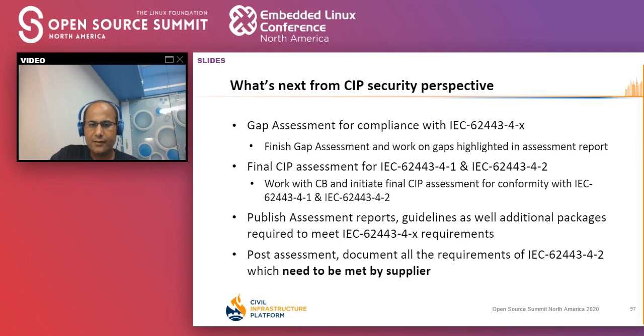For this, we will work with a certification body and initiate the final CIP assessment for conformity with IEC 4-1 and 4-2. Once the final assessment is completed, the result will be published in terms of reports, guidelines, as well as additional packages required to meet 4-2 and 4-1 requirements, which can be used by suppliers. Using these artifacts, the cost of end product certification can be reduced drastically, because as per the discussion with the certification body, the certification requirements which are already met by CIP, the end product doesn't need to meet again. They will not even be assessed.